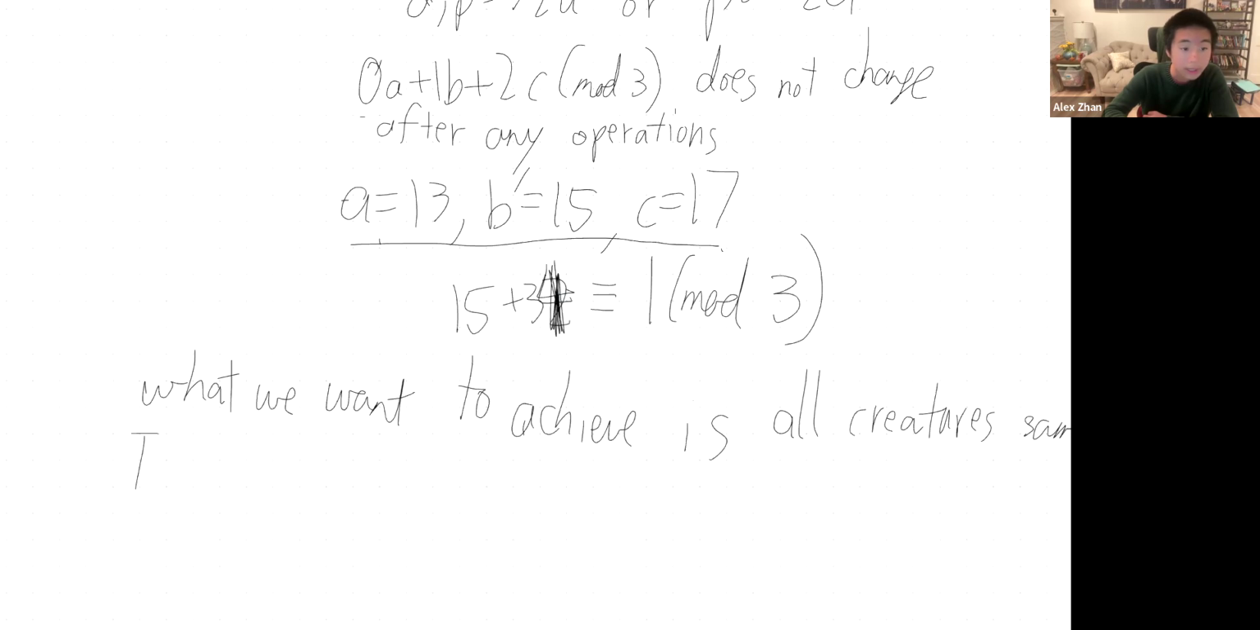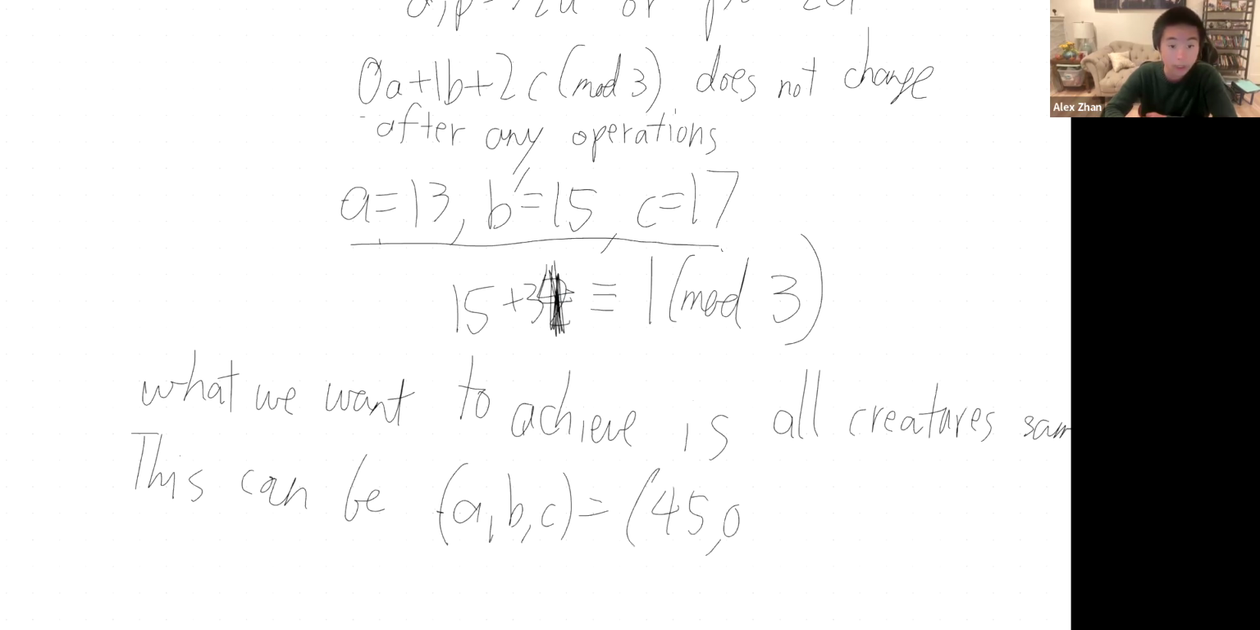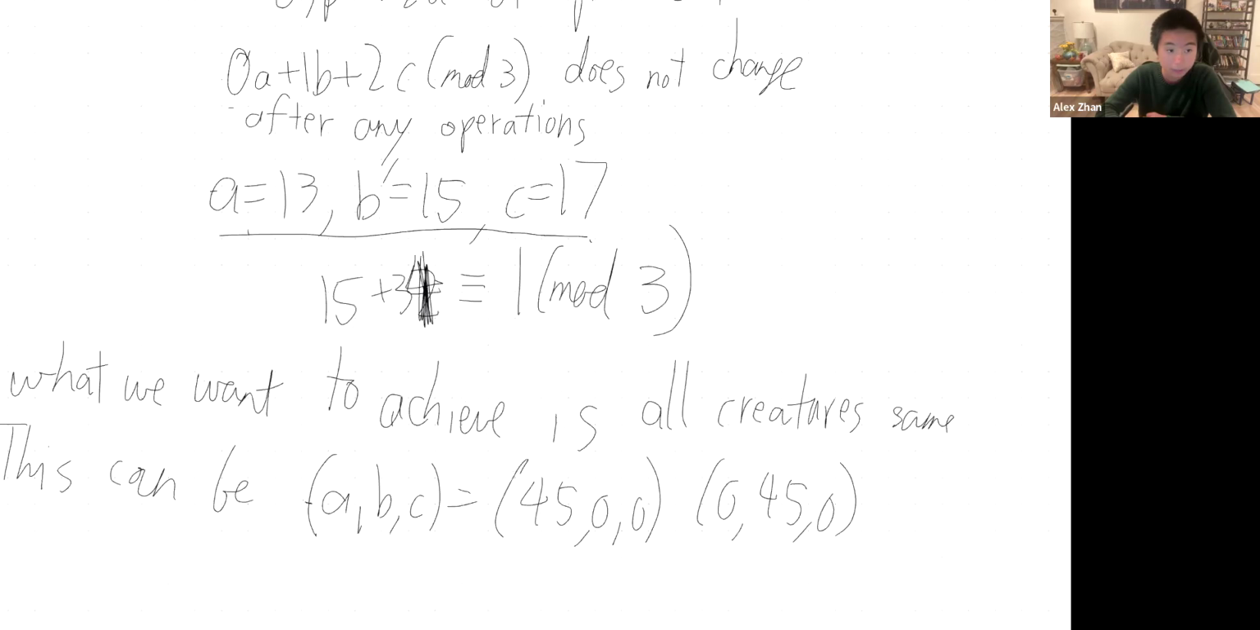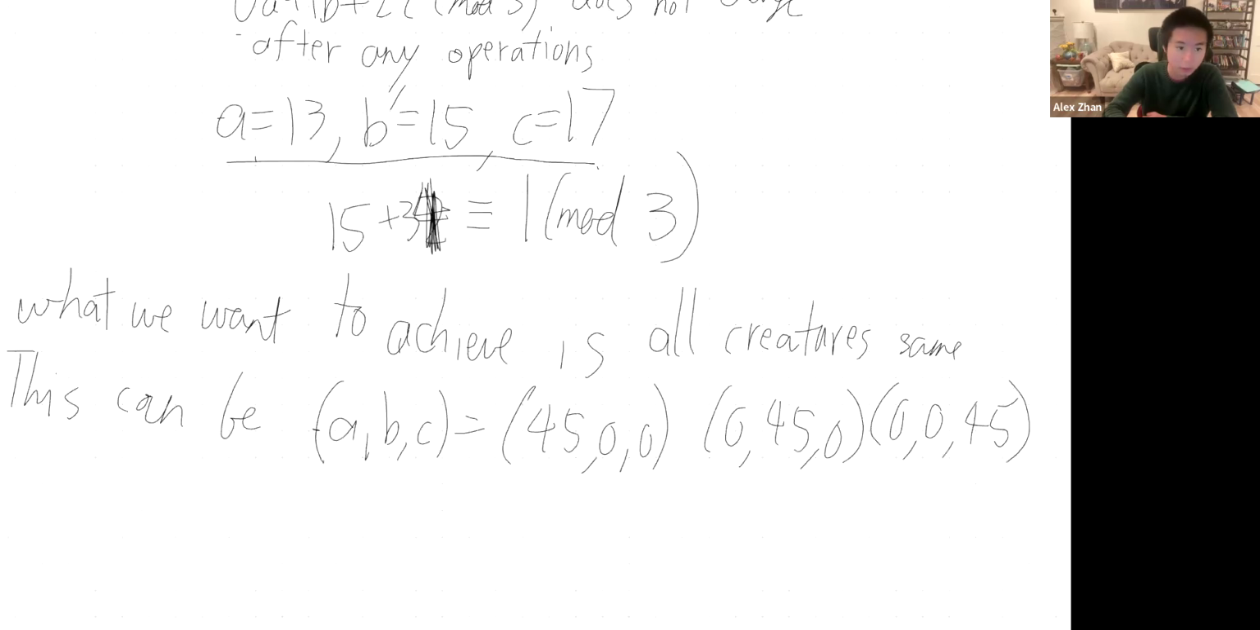Okay, this can be either one of these cases, as in A, B, C equals 45, 0, 0, or it could be 0, 45, 0, or 0, 0, 45. But either way, when we evaluate this expression, for any of these three triples, we get that 0A plus 1B plus 2C will now be congruent to 0 mod 3.